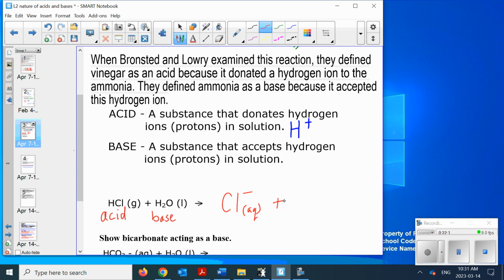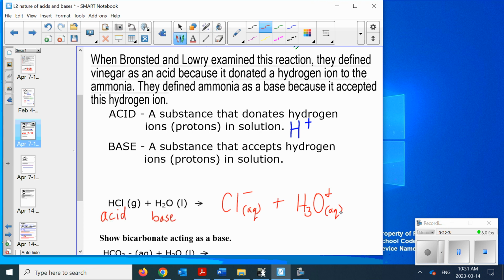Now, the base is the water, H2O. And it's the job of the base to accept that H plus. So now we're going to have H3O, but it also gained a positive charge when it got that H plus. It was neutral, zero charge for water. Now it's H3O plus. We have a name for that, it's called hydronium.